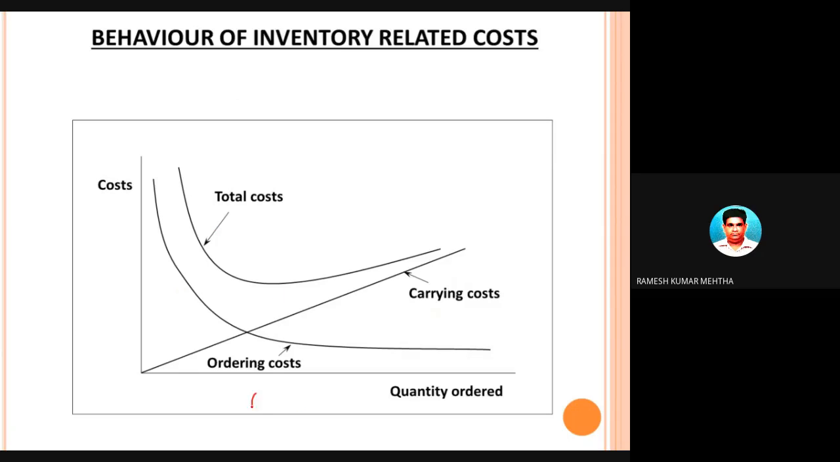This is the quantity, the x axis is quantity and the y axis is cost.